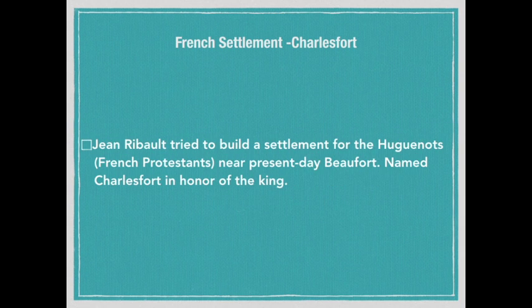There was a French settlement called Charles Fort. The person that started that was John Ribault, and he tried to build a settlement for the Huguenots, or the French Protestants, near present-day Beaufort. They named it Charles Fort in honor of the king. This settlement failed as well for various reasons, which you can read in your textbook and find out other ways. Remember, these were the people that ended up being cannibals.